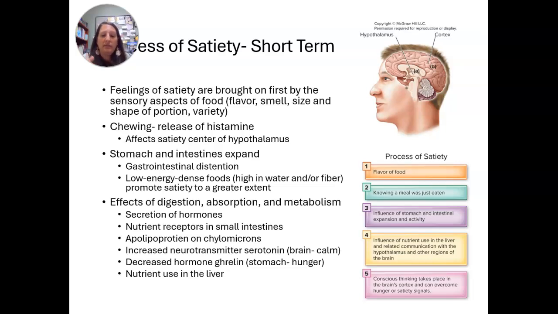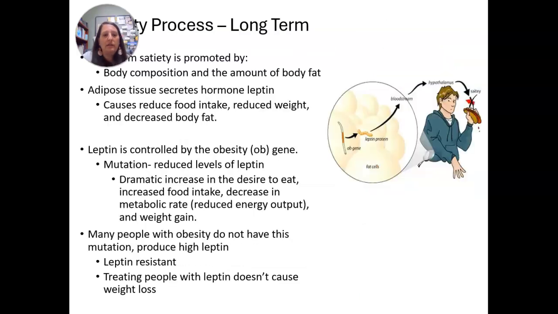And then nutrient use in the liver. Okay, so that's 4. Influence of nutrients in the liver and related communications with hypothalamus and other regions of the brain. And then 5, conscious thinking takes place in the brain's cortex and can overcome hunger signals or satiety signals. Okay, so that's short term while we're eating.